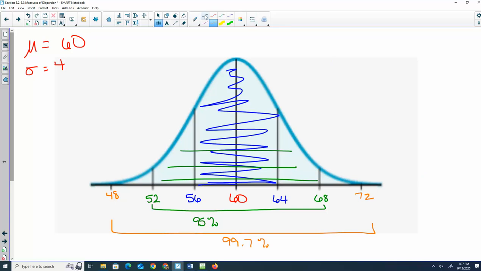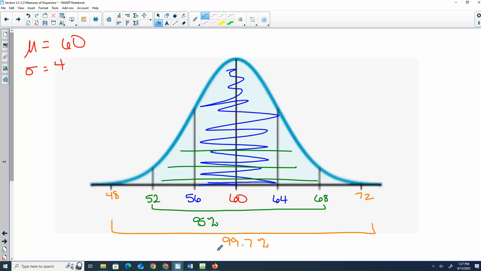So would it be likely to have a number less than 48 or bigger than 72? No. Are there going to be some? Sure, we still have 0.3%, so there'll be something there. But it's saying the bulk of the points fall between those. All right, do you guys understand what that's saying now?